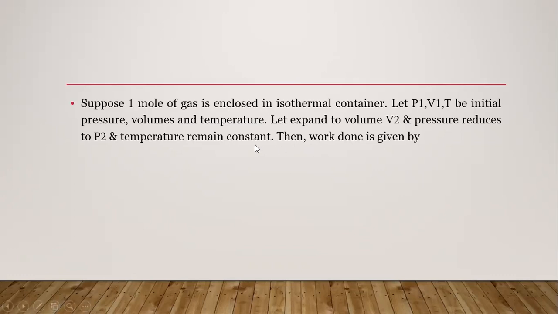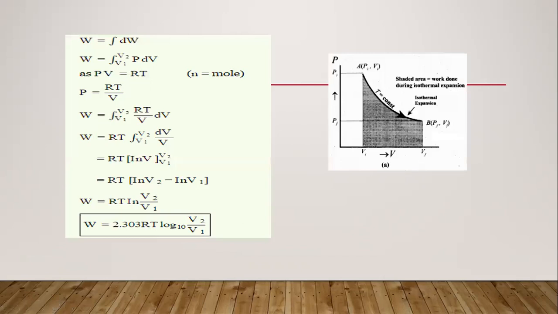Sorry, here the temperature remains constant. In both the initial and final state, the temperature remains constant, whereas pressure and volume can be changed from the initial state to the final state. So what will be the work done equation? W is equal to the integral of PdV subject to V1 and V2, the initial and final volume.